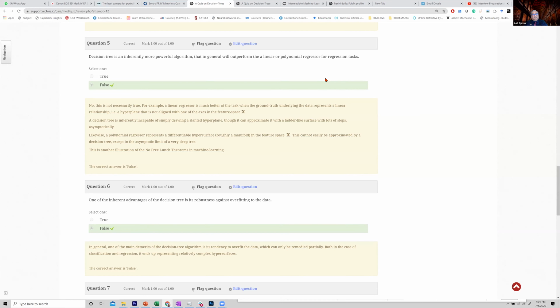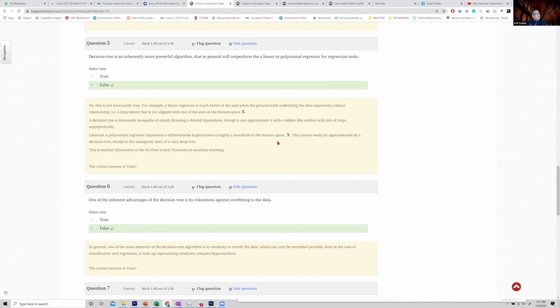The same is true when you do polynomial regression. Polynomial regressions represent some sort of surface or shape in the feature space, a smooth, differentiable shape. Decision trees have sharp edges. Their decision boundaries are anything but smooth and differentiable. It's the opposite.